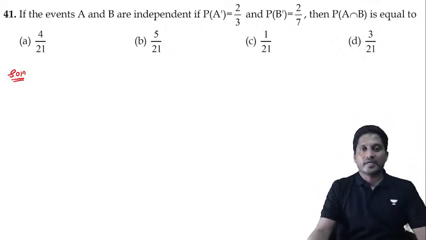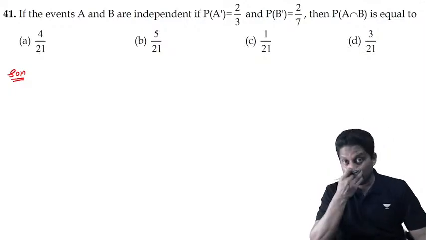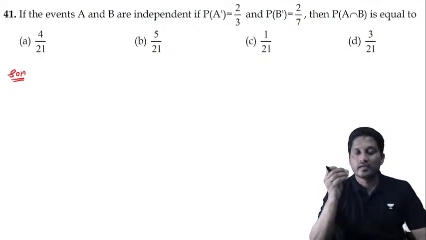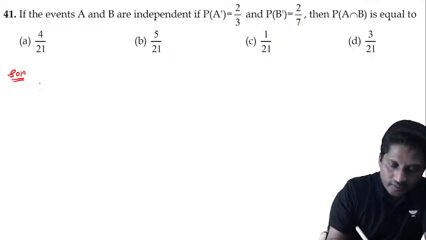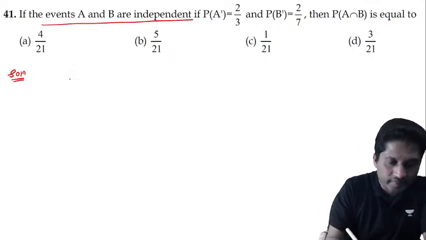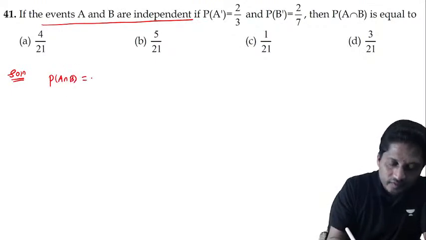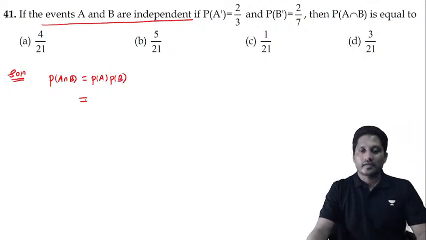If the events A and B are independent, P of A dash is 2 by 3, P of B dash is 2 by 7, then what is P of A intersection B? Since A and B are independent, I can write P of A intersection B is equal to P of A into P of B.